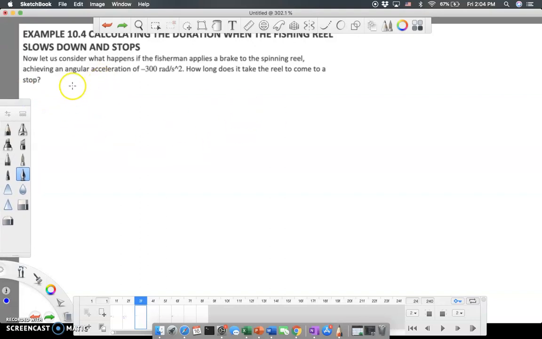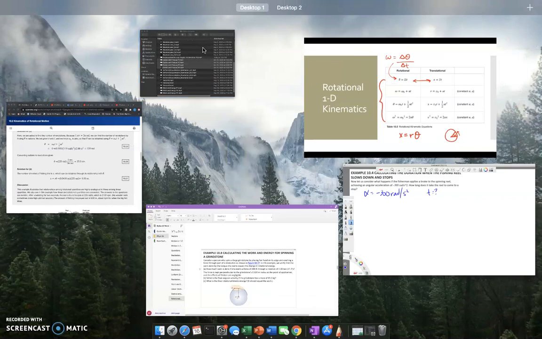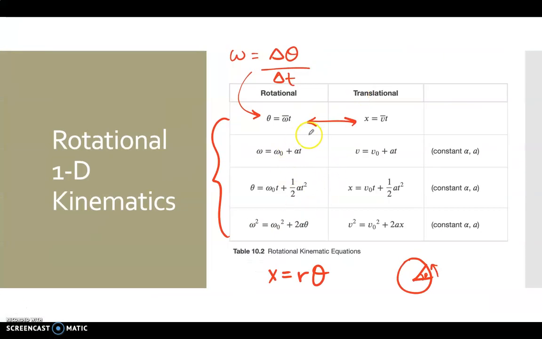So our angular acceleration is going to be negative 300 radians per second squared. And it asks how long does it take the reel to come to a stop. So we're looking for some kind of time. So let's look at our kinematic equations and see what we have or don't have. We're looking for time, so we have to be in one of these three equations.